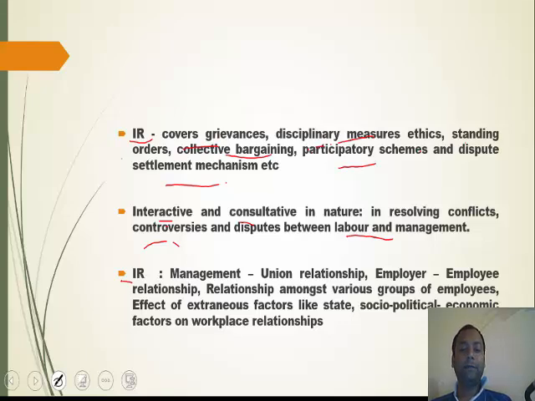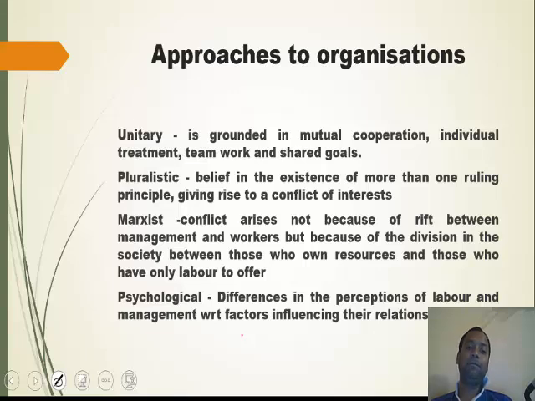Industrial relation for management is management-union relationship, employer-employee relationship, relationship among various groups of employees, and the effect of extraneous factors like state, social, political, and economical factors on workplace relationship.